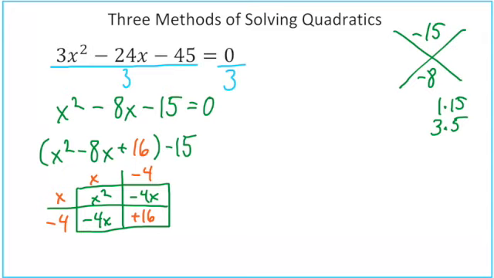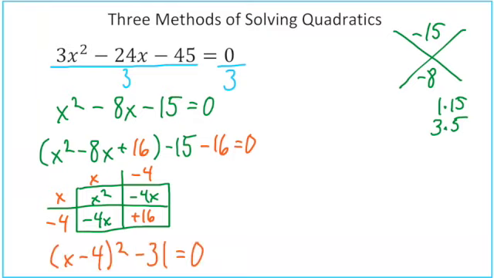And then the a value now is 1. So technically we're doing 1 times positive 16, which is positive 16. So the opposite to balance it out would be a negative 16 on the outside. And don't forget, this is all equal to 0. Now we can go ahead and simplify this to our vertex form of x minus 4 squared minus 31 equals 0. Let's write that one more time and start solving it.